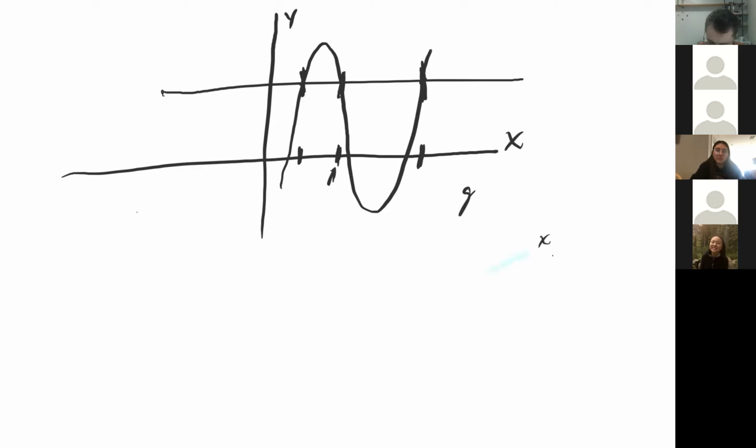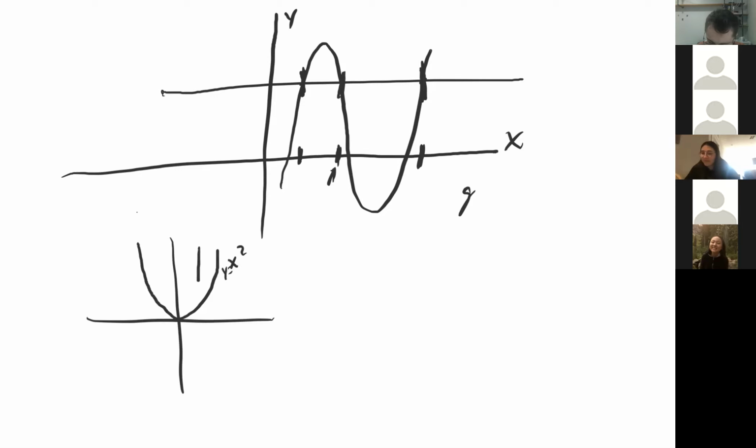So let me also address the vertical line test. Why can we not use the vertical line test to determine whether this function has an inverse? Well, here's a counterexample. So the quick and dirty way of showing we can't do this is let's consider the function y equals x squared. Then draw a vertical line, okay? The vertical line only hits this function once, but this function doesn't have an inverse.